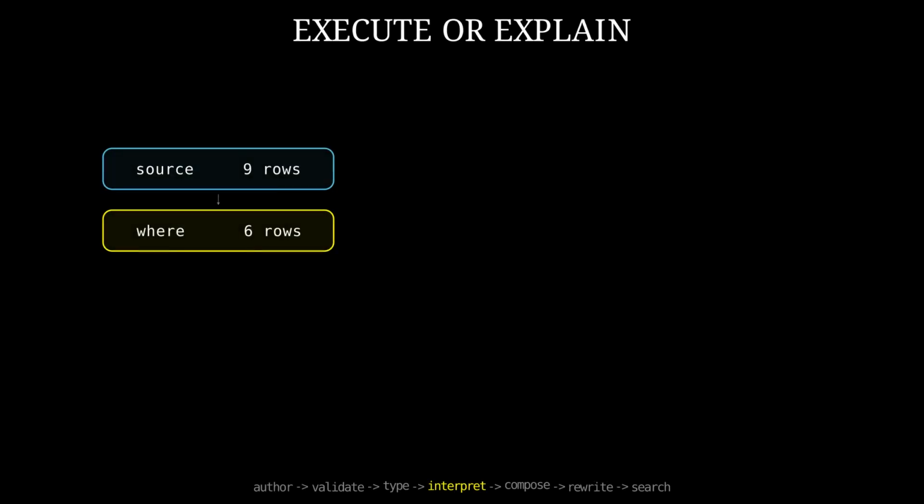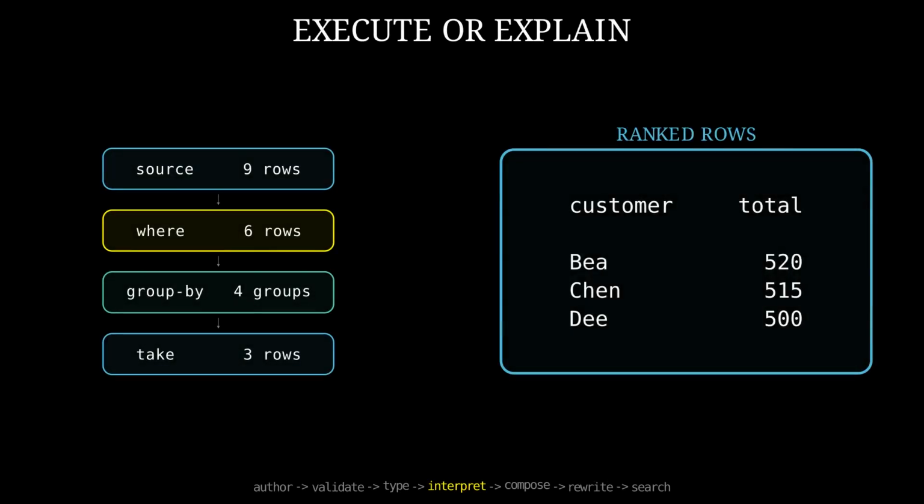With the execution algebra, source reads 9 transaction rows. Filter retains 6. Grouping produces 4 customer buckets. Sum, sort, and take return B at 520, Chen at 515, and D at 500. This is the dynamic meaning we built in episode 3, now expressed as one choice of algebra.